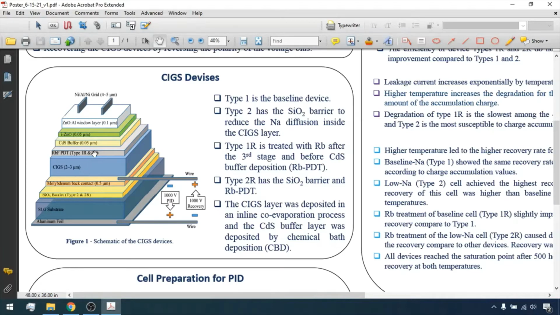All the CIGS cells went through the same process of cell growth for the CIGS and chemical bath deposition for the cadmium sulfide buffer layer. Then all of them have the intrinsic zinc oxide and zinc oxide aluminum window layer, and finish with the nickel aluminum nickel grid at the top.